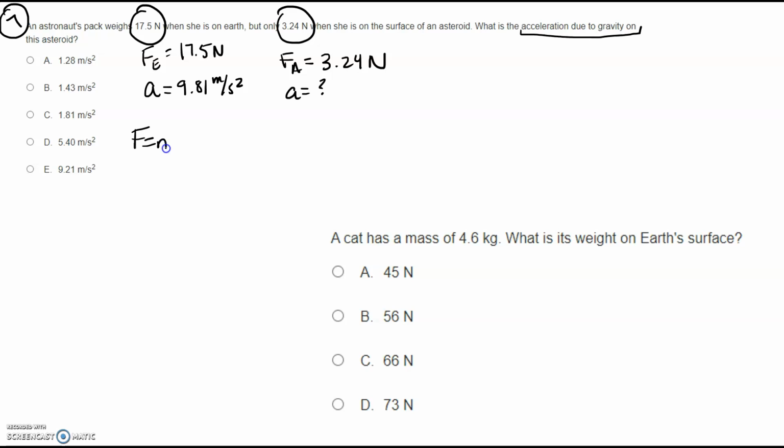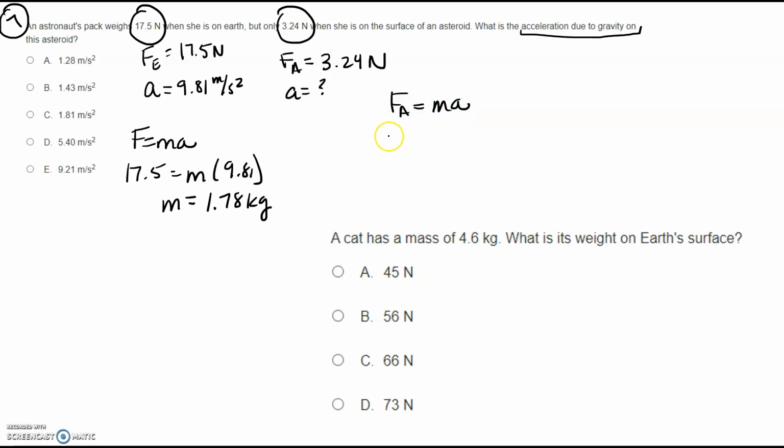So if I do force is equal to mass times acceleration and plug in what I know, my mass is equal to 1.78 kilograms. Now my mass isn't going to change whether I'm on the asteroid or I'm on Earth. So let's see, I have F equals ma. So this is 3.24 equals 1.78 times acceleration. My acceleration on the asteroid is going to be 1.82 meters per second squared, which is here.